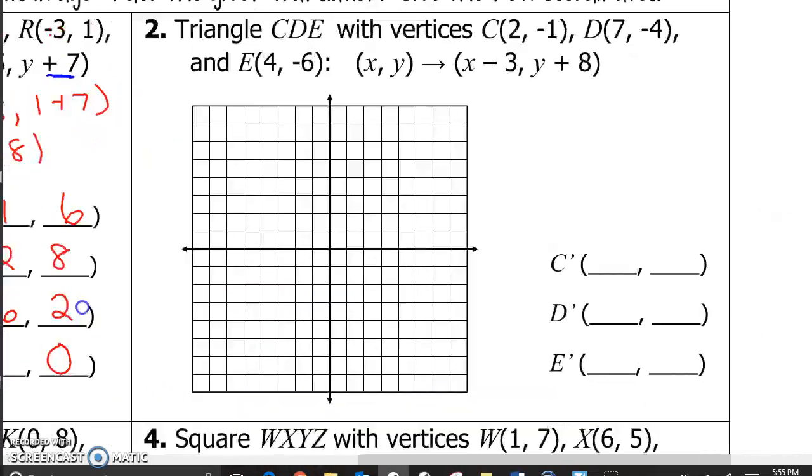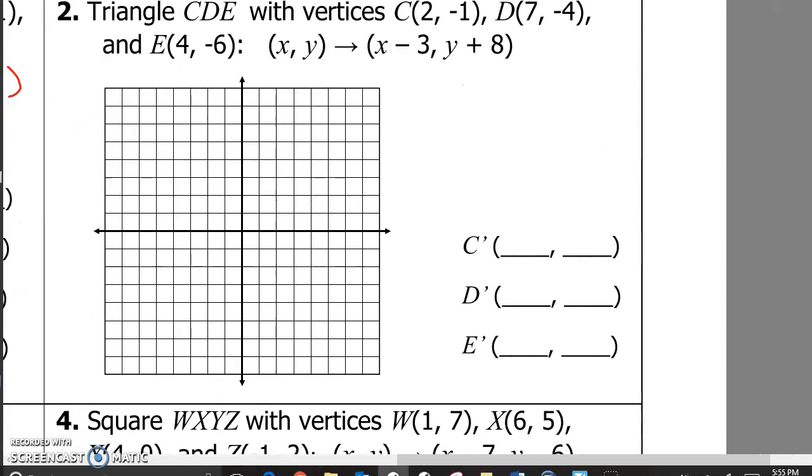Okay, in example 2, we have a triangle. So we don't have as many points to plot. Our triangle, we've got CDE. So C is 1, 2, negative 1. D is 7, negative 4, 7, 1, 2, 3, 4. E is 4, negative 6, 1, 2, 3, 4, negative 6.